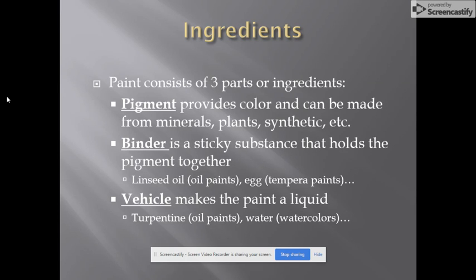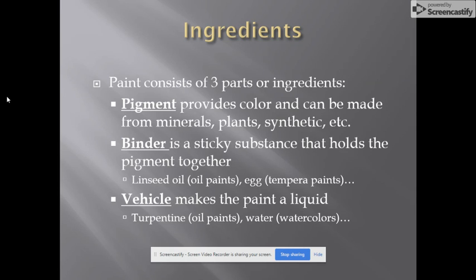Now, the next thing you need to know is the binder. The binder is just exactly what it says. It's going to bind the pigment together in some type of viscous way so that it can be applied as a liquid to a surface, whether it's a canvas or a wall or a wooden board, whatever. So the binder can be anything from oil to egg to synthetic materials. So anything that's going to actually act as the glue that holds that substance together.